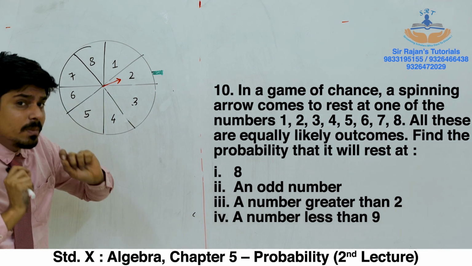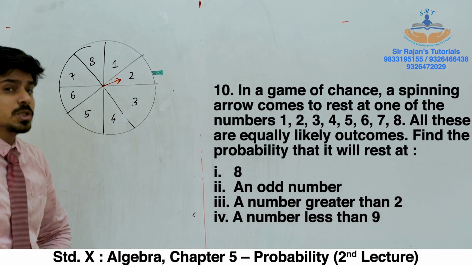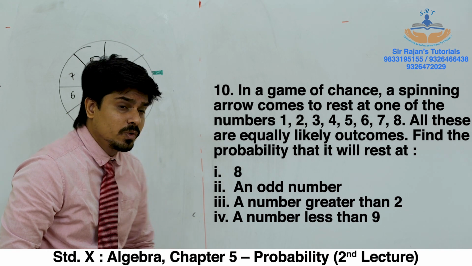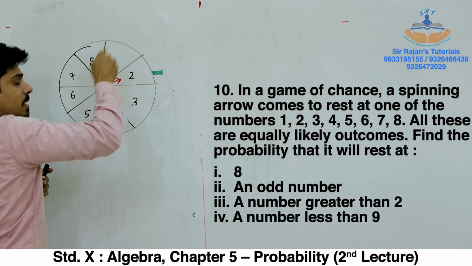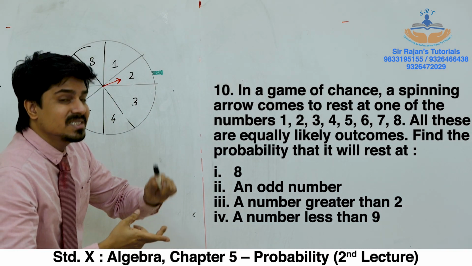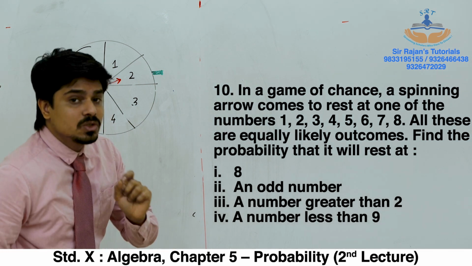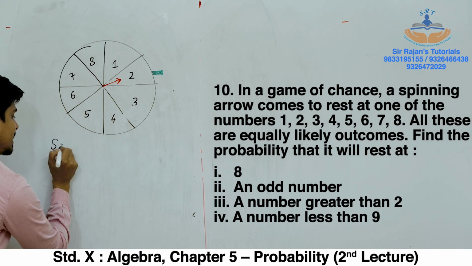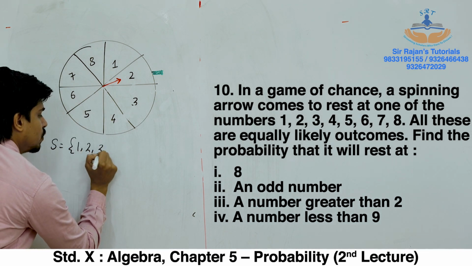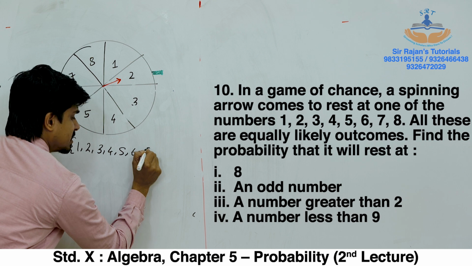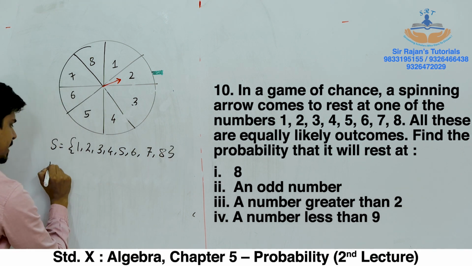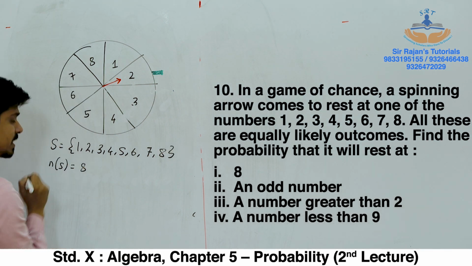So when I talk about my sample space, what are the possible outcomes that I am talking about over here? This arrow can come to rest at 1 पे भी आ सकता है, 2 पे भी आ सकता है, 3 पे भी आ सकता है, इसे करके 8 तक जा सकता है. So in my sample space I write 1, 2, 3, 4, 5, 6, 7, 8. N of S will be 8.